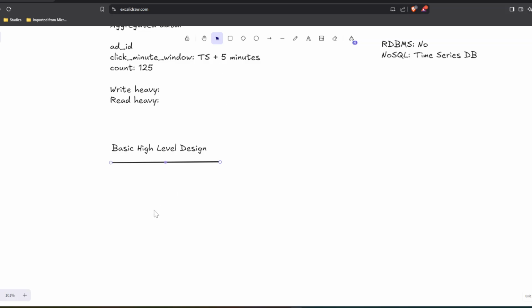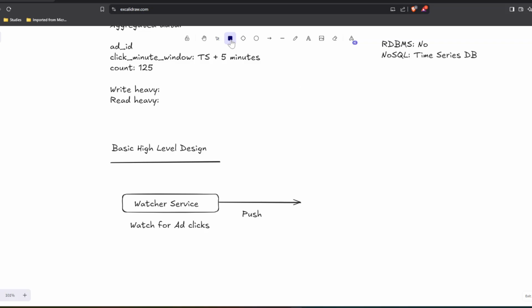So the first component in our application, before sending the data to us, will be some kind of a watcher service. This watcher service will watch for ad clicks. Suppose I'm a user and I click on some ad, this watcher service will be responsible for sending that data to my corresponding database. So this watcher service is going to push the data to a data aggregation service.